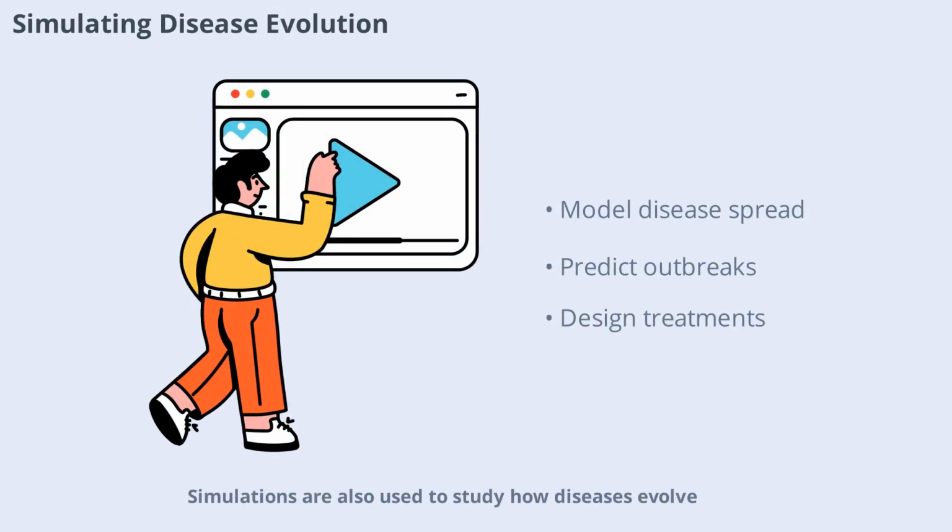Simulations are also used to study how diseases evolve, such as viruses developing resistance to drugs. By modeling the spread and mutation of pathogens, researchers can predict future outbreaks, design better treatments, and develop strategies to slow the evolution of resistance.